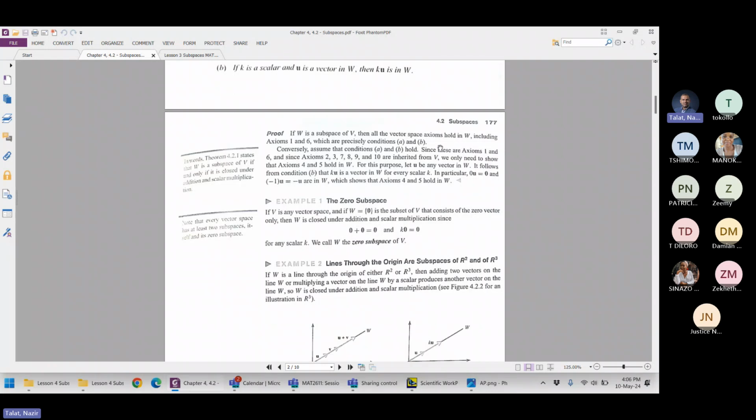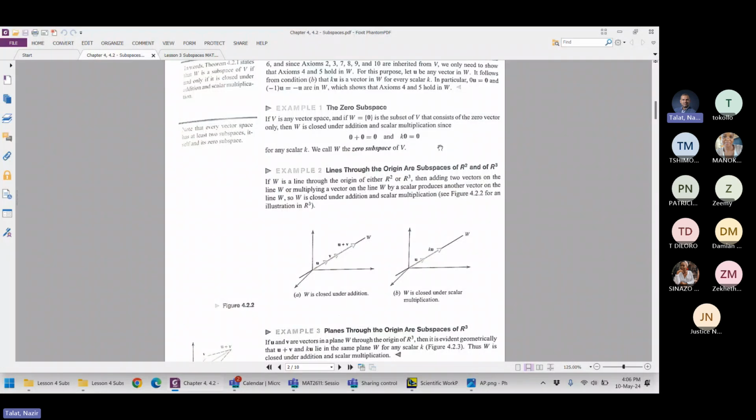Now let us see some examples. The zero subspace: the zero set is always a vector space, and we call it a subspace. For example, in R, the set of all real numbers, we have the origin 0 only. So this W is a set that contains only the one number 0, and this set is a subset of R. Similarly, in R squared, the origin is a subset of R squared. Similarly, in R cubed, the point (0, 0, 0) is a subset of R cubed.